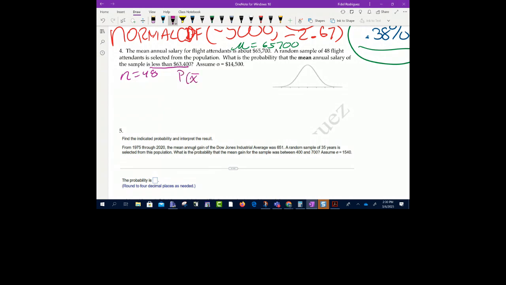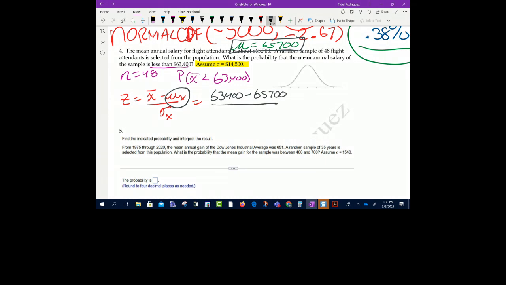Okay, let's do this. We're trying to find the probability that the average of our sample is smaller than $63,400. And if you notice, y'all, they gave us our standard deviation right here. My first thing we're going to do is convert this to a z-score. This is my formula. So, my average of my sample is 63,400. Let's write that down. Minus, remember, the average of my population is the same one right here, $65,700. What we need to find first is the standard deviation of our sample. Let's do that right here.